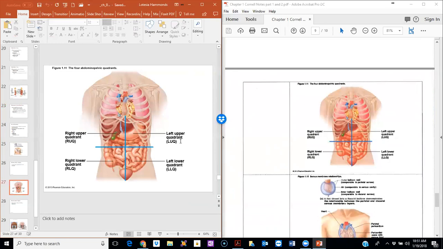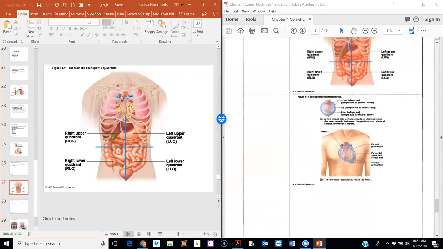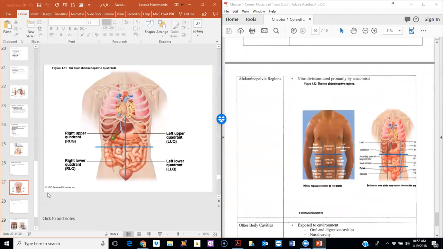So your 4 quadrants are left upper quadrant and left lower quadrant; LUQ and LLQ are acceptable as abbreviation terms for you to use. You also have the right upper quadrant and the right lower quadrant.